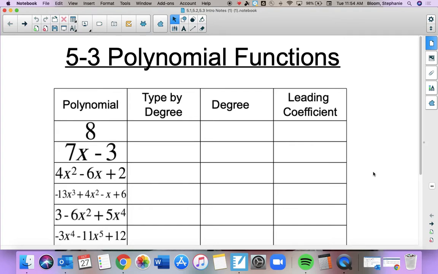So if you'll notice, your notes are kind of all over the place. So I am putting sections 5.1, 5.2, 5.3 together. We're going to jump around and go out of order. Essentially, most of this is going to feel like a review for you from Algebra 1. So we're going to hit the basics today of polynomial functions, adding, subtracting, multiplying, and dividing.